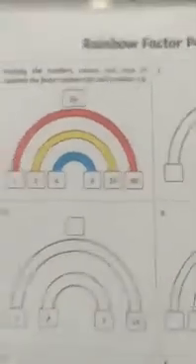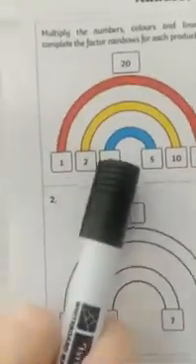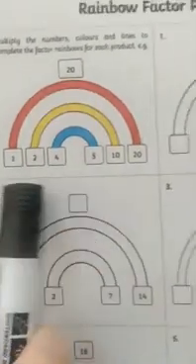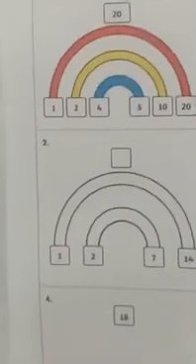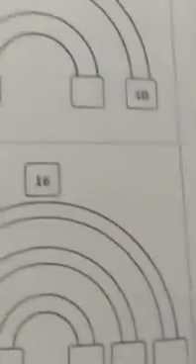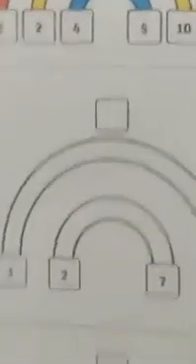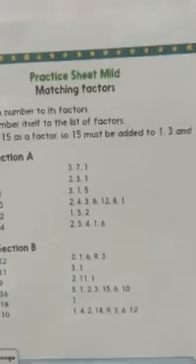Then we've got some factor pairs. If you can look at this example. The factor pairs for 20: 4 times 5, 10 times 2, and 1 times 20. So 20 has 6 factors. You can do the same for 10, 16, and this one. Look carefully, put the number on the top, and then you can do some rainbow factor pairs for 18 and 32. That leads you nicely on to the practice sheet.